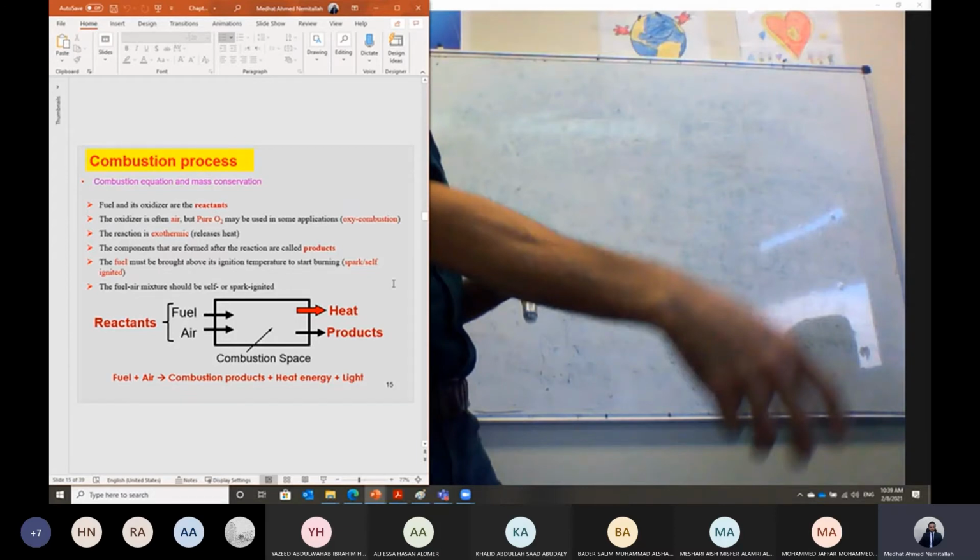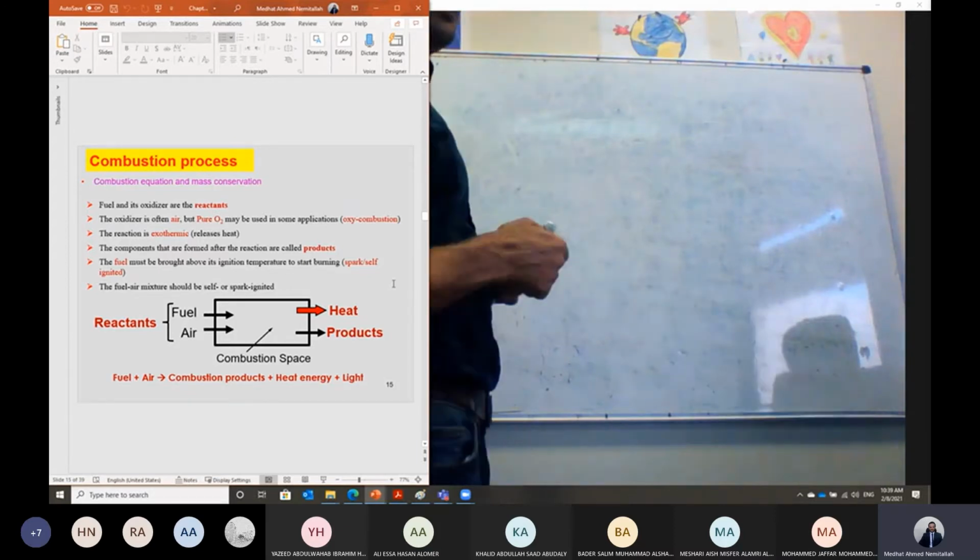But this is how to calculate the actual air to fuel ratio, the theoretical air to fuel ratio, and how to calculate the equivalence ratio in case we have a single hydrocarbon fuel of the chemical structure CmHn. But let's say the second case, where we have a mixture of hydrocarbons.